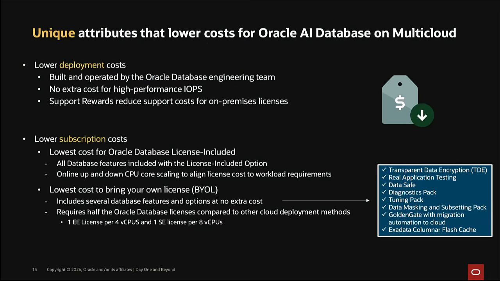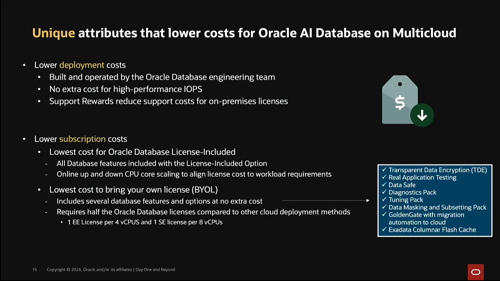And I said at the very end at one of the slides that we can deliver lowest cost. And I'm telling you, it's true with Oracle. We have a lot of capabilities that lower costs for your database on multi-cloud. So we lower deployment costs because we build and operate the Oracle database engine. We have the team that understands how to build all this functionality. We don't charge for high IOPS performance on the Exadata platform, and there are support rewards that reduce support costs for on-premise licenses as well.